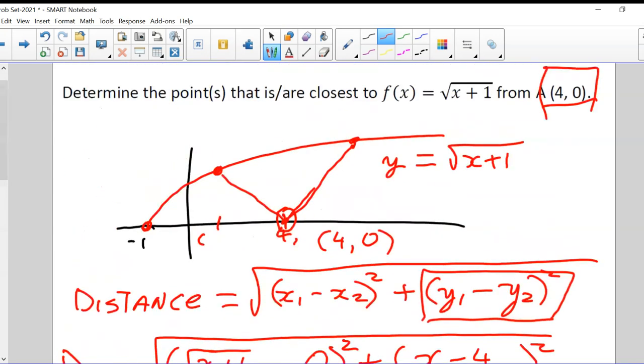Turns out it's not a point that's straight up. I know some people think the straight line should be the closest. It's another point. It's somewhere close to, but not quite straight up. So 3.5, somewhere around there, would actually be a closer point on the graph. Okay.